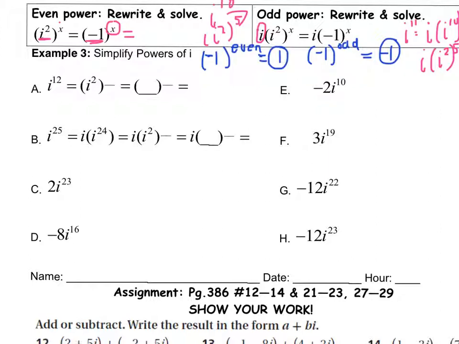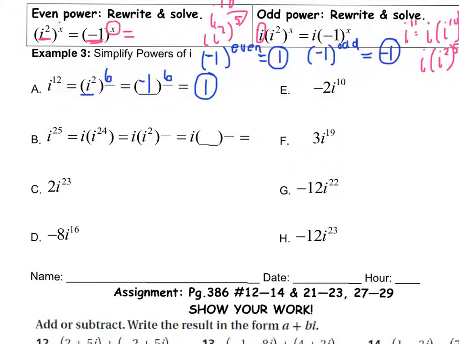So let's try these. In A, we have i to the 12th. That's even, so I can right away rewrite that as i squared, which would be 2 times 6 to give us 12. So I'll replace the i squared with negative 1 to the 6th, and anything to an even power is positive 1.